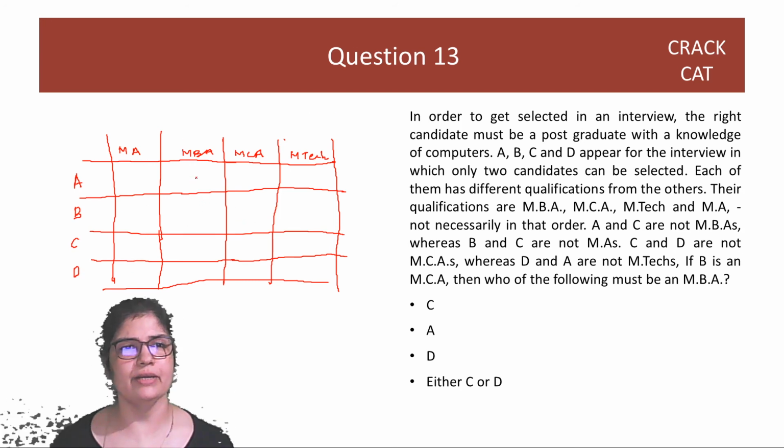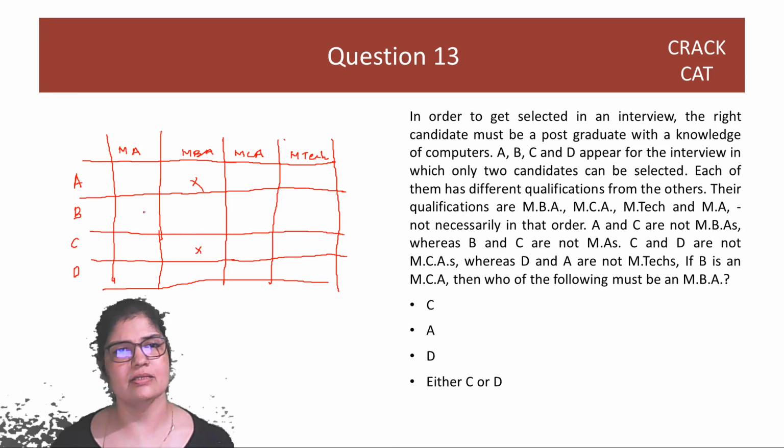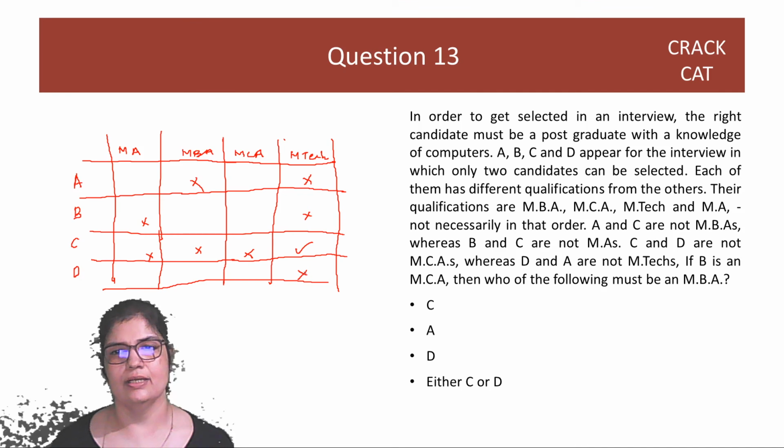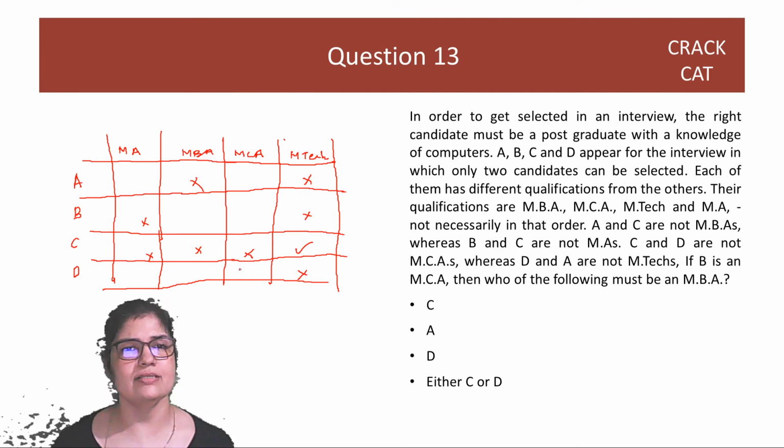So A and C are not MBAs. This is gone. B and C are not MAs. So this is gone. C and D are not MCAs. So you see, C is not an MCA. C has to be an MTech. So you can immediately fill the entire column. So C and D are not MCAs. So this is gone too. Okay.